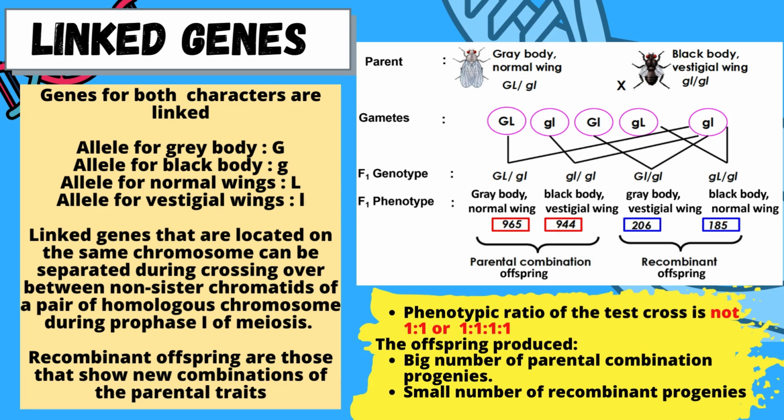Please look at the genetic diagram carefully. The phenotypic ratio of the test cross does not produce a specific ratio as in Mendelian inheritance. The offspring produced more of the parental combination progenies and a small number of recombinant progenies.